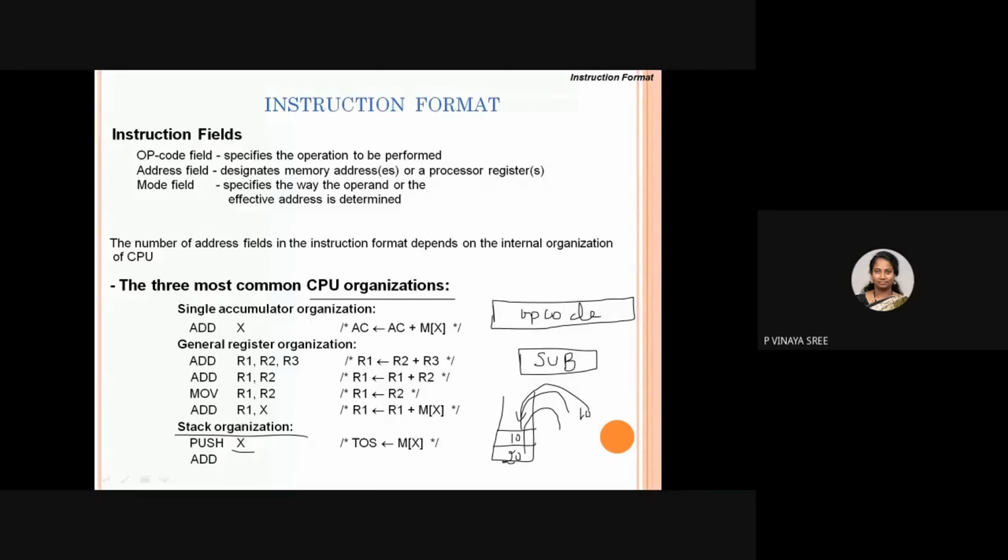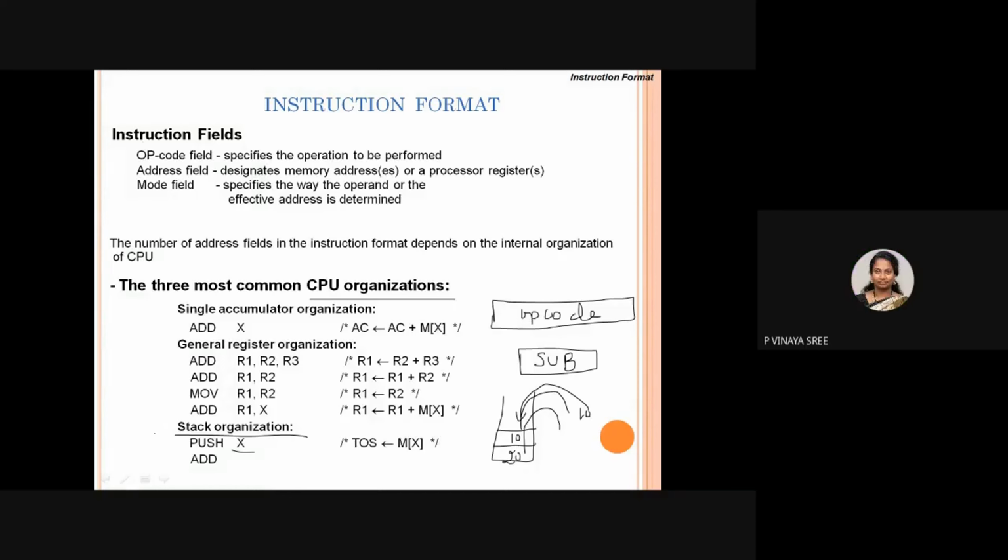So according to these three common CPU organizations, how many instruction formats do we have in total? Can anyone answer? According to three CPU organizations, how many instruction formats do we have? 3, ma'am. 3 or 4?